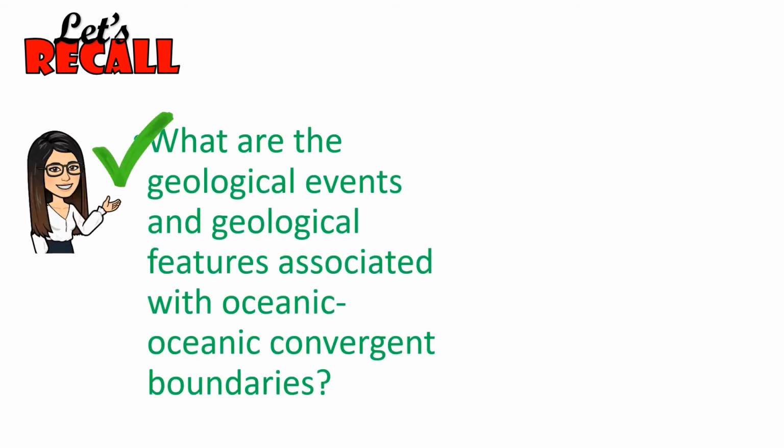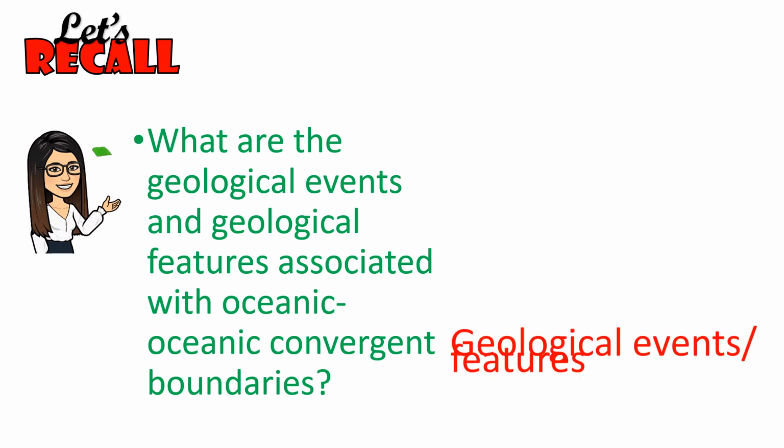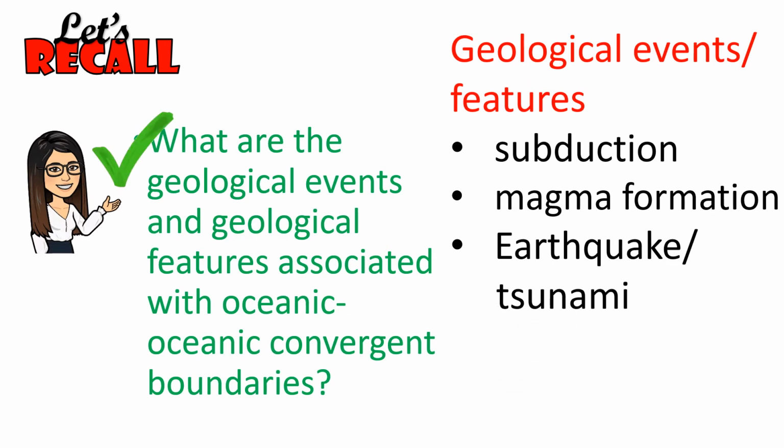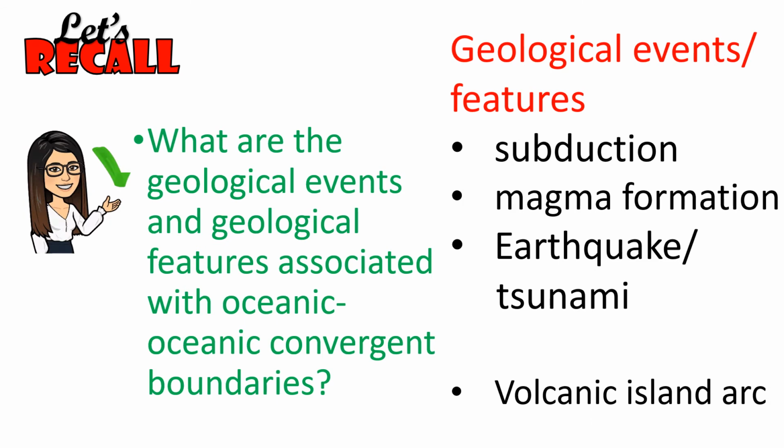Let's recall. What are the geological events and geological features associated with oceanic convergent boundaries? These are subduction, magma formation, earthquake, or tsunami. And we also have volcanic island arc and trench. So, as we said a while ago, they have almost the same features as that of the oceanic-continental convergent boundary, except that we have tsunami here and we have volcanic island arc.